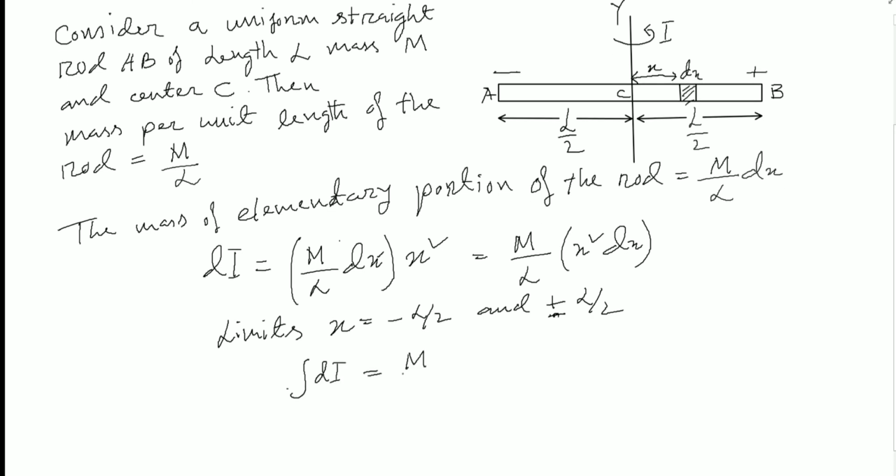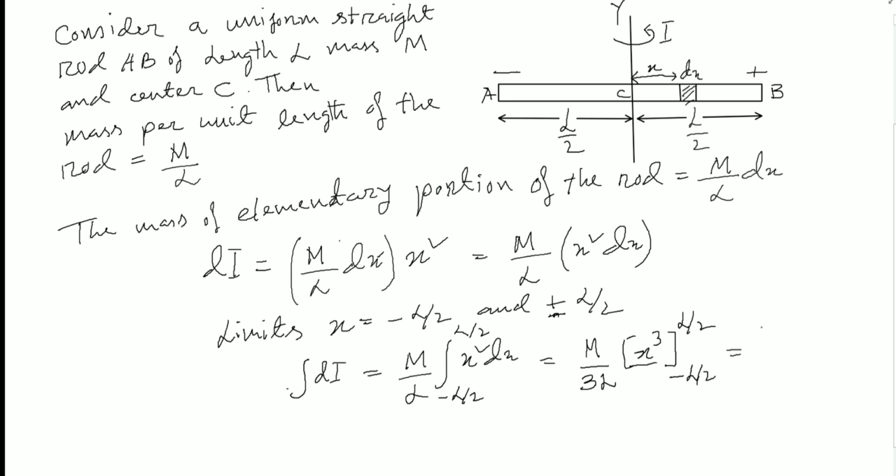Now integrate dI. Integrate dI is equal to M by L, upper limit L by 2 and lower limit minus L by 2, x square dx.